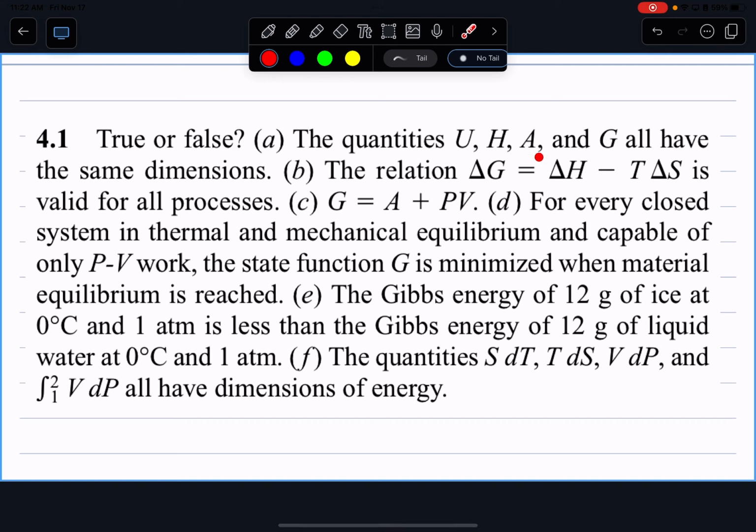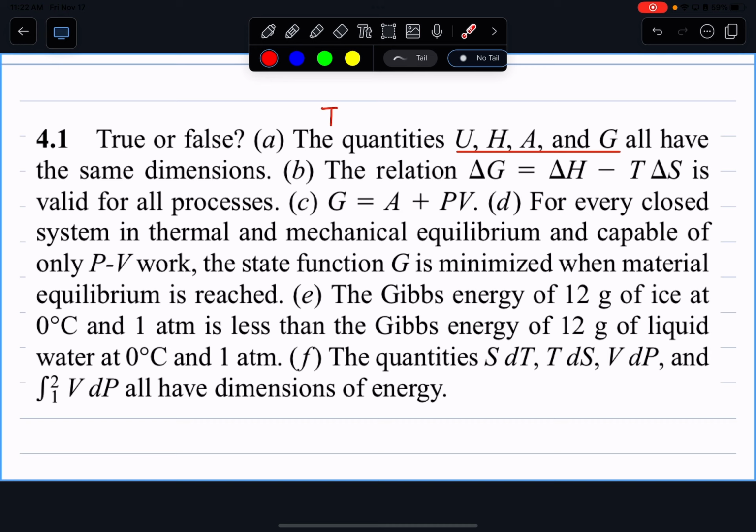Quantity U, H, A, and G all have the same dimension. So if you think about it, all four of these terms, they're all forms of energy. You can add or subtract them. So this one must be true. All right, so when they're asking for whether or not they have the same dimension, the other way to think about this, what are the units of these state functions or properties?